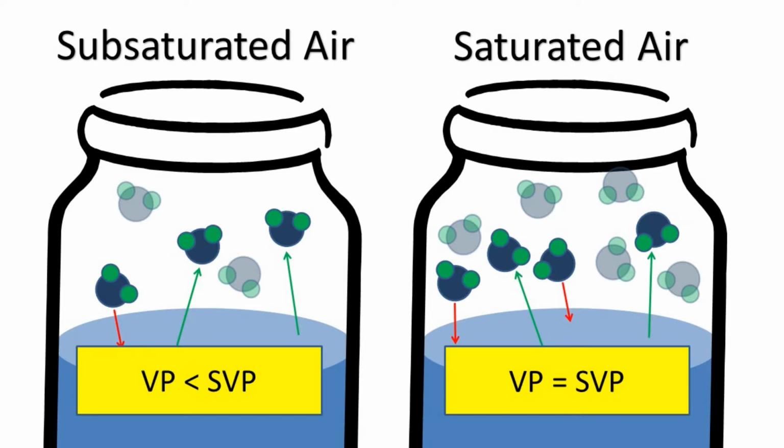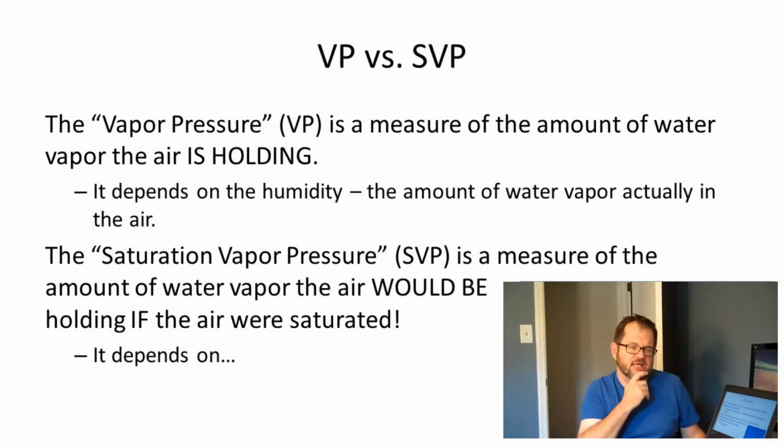In the subsaturated case, there's water vapor up there. We have some vapor pressure, but it is less than the vapor pressure the air would have if it were saturated. So we would write that the vapor pressure is less than the saturation vapor pressure. On the other hand, on the right, for our saturated conditions, that air has some vapor pressure, it's holding some water vapor, and in practice, it's holding as much as the air can hold when it is saturated. So the saturation vapor pressure and the vapor pressure are equal.